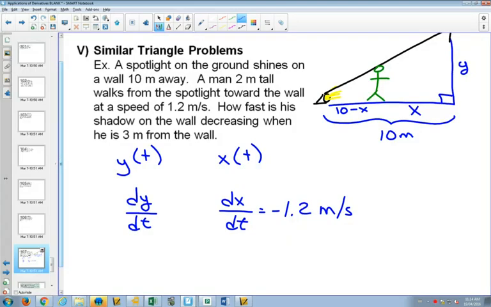The ratios that we have here, while we know the man is 2 meters tall, we have the opposite and adjacent sides of both of those triangles. So setting up a ratio, we know that in the big triangle, y over 10, which is the opposite side over the adjacent side, if we're talking about the spotlight as our angle, has to equal 2 over 10 minus x.